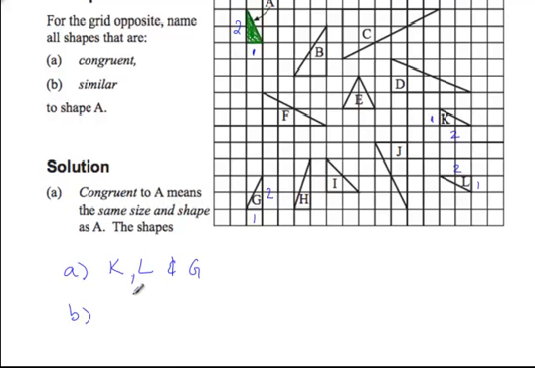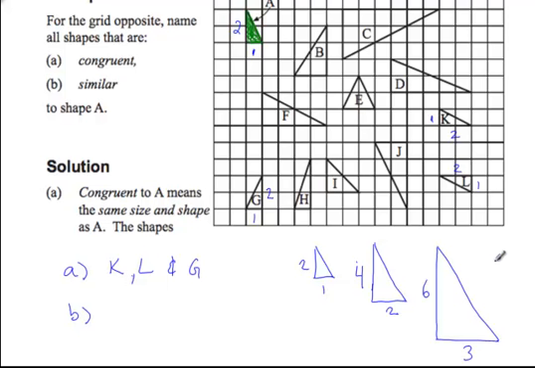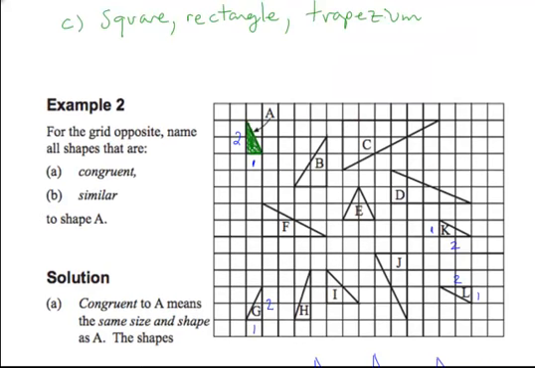Now we want similar. That triangle of 1 and 2, we could have a triangle that's double that, so we could draw one that's 2 by 4. Or we could draw one that's triple that, 3 by 6. We could keep going and make ones bigger. We could even make ones that are smaller, and they would be similar because they scale proportionately to A. So let's see if we can find any on this grid that are 2 by 4 or 3 by 6.